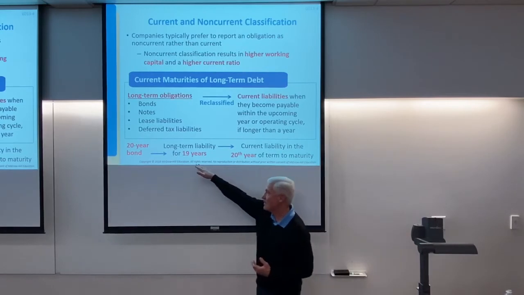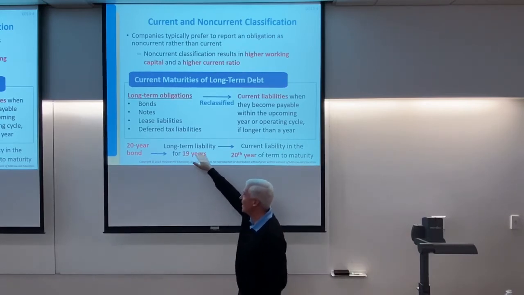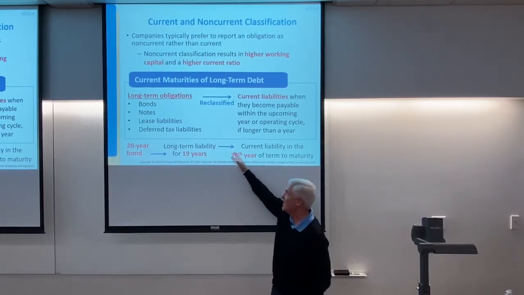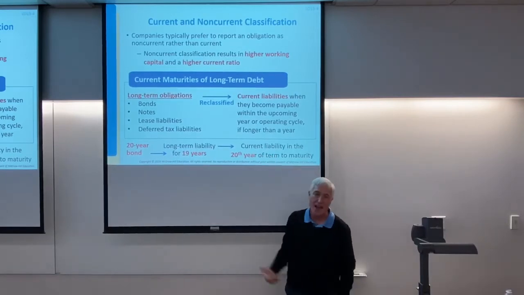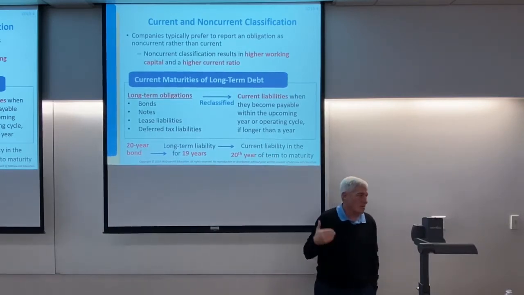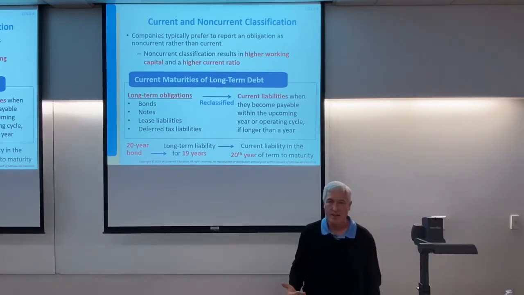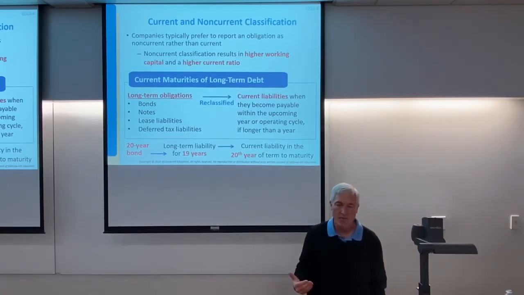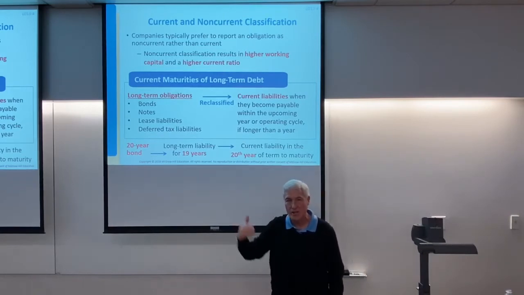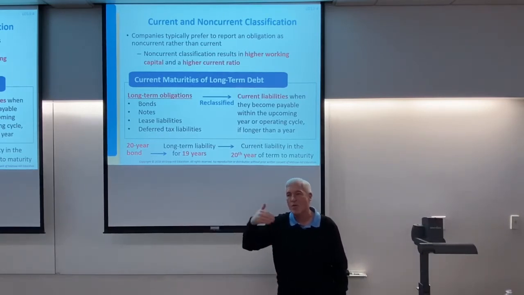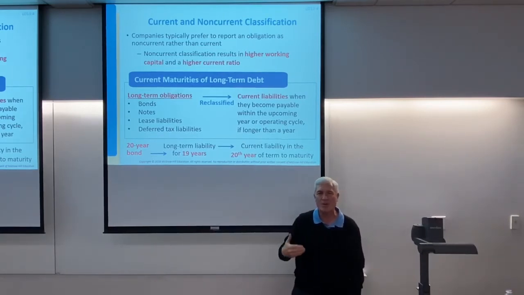So here's the same example I was talking about. It sat in long-term for 19 years, but in the 20th year we've got to move it into current liabilities. So you have to scrub these financials, and scrub the long-term debt every quarter if you're doing quarterly financial statements, to make sure you're looking out 12 months. For Linux, we would absolutely have caught that at year end.